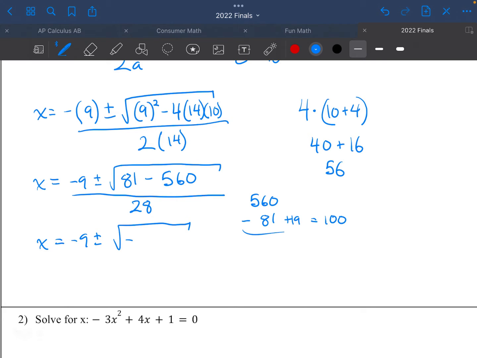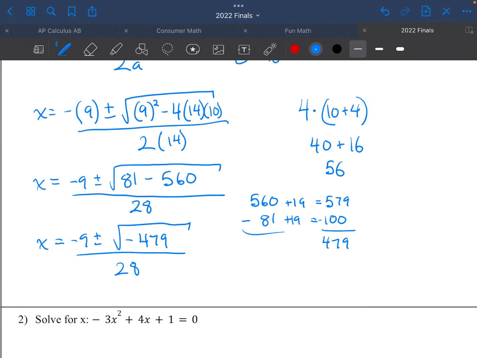You can always do the old-fashioned method and borrow. But if I add 19 to the bottom, I have to do it to the top too. Keep the balance, is the word I'm looking for. So if I add 19, that means I'm really at 579. And 579 minus 100 is really nice to do. It's just 479. No borrowing needed. So negative 479 all over 28.